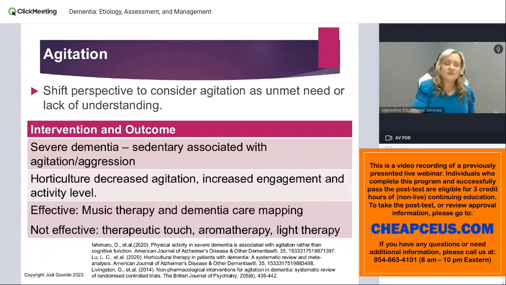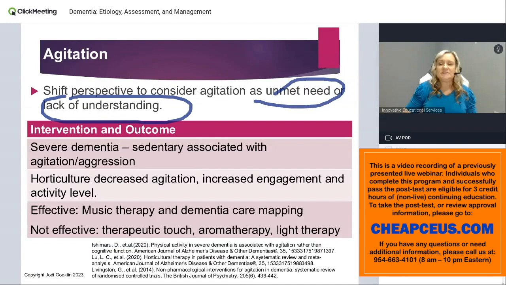Agitation, there's a shift in the perspective related to agitation. We should think of it as an unmet need or a lack of understanding. The estimates say 90% of the patients with dementia are going to present with agitation at different points in time. And the definition of this is inappropriate verbal or some type of vocal or motor activity, not aggressive. But it can happen, and they're finding an association between individuals with dementia who are more sedentary to having greater levels of agitation.